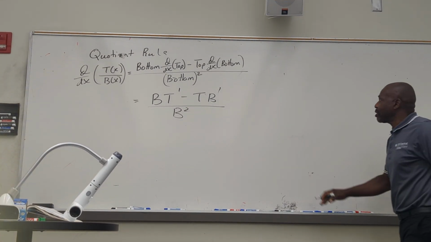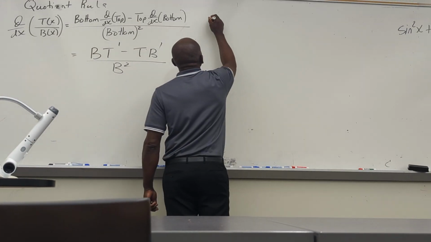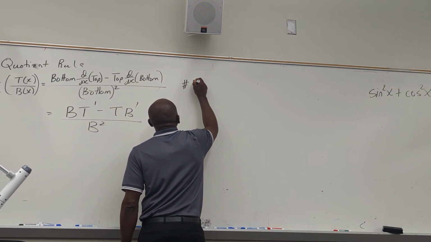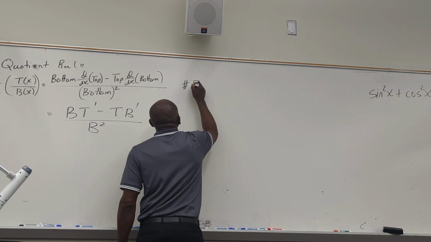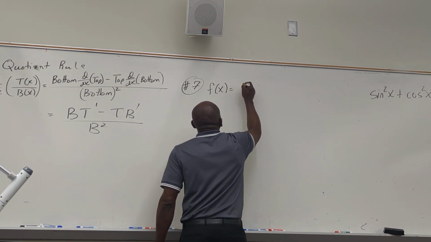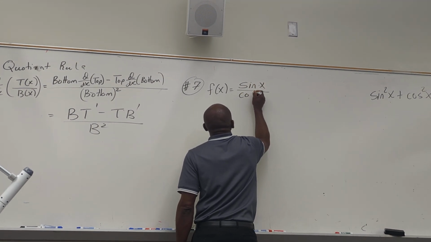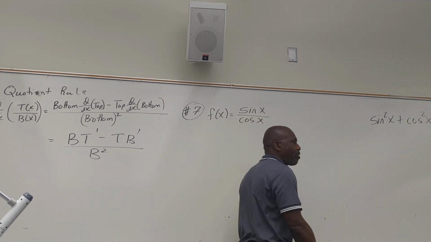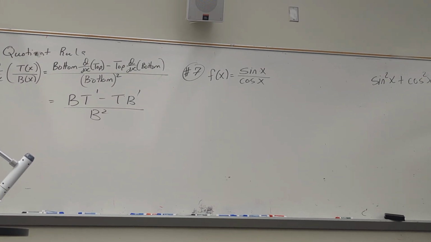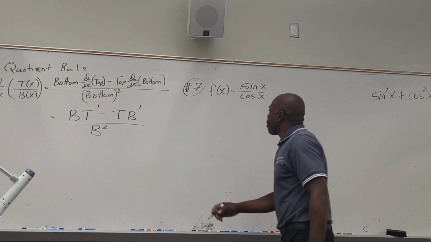So let's do this one real quick here. Where did I stop at? Number which one? We're on number 7. It says f of x equals sine x over cosine x. I need to take the derivative. So what rule am I going to use? Quotient rule. Why? Because it's division.